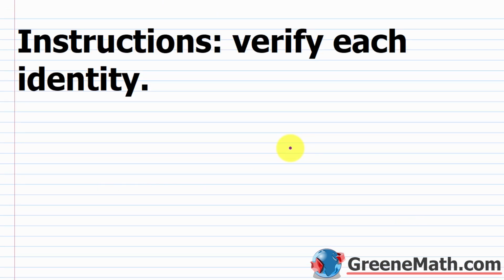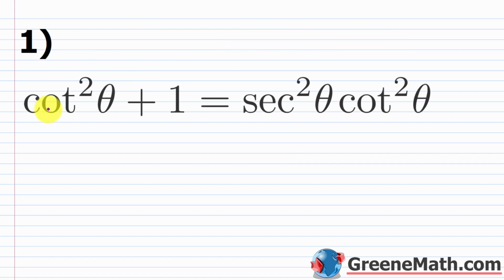All right, let's take a look at the practice test. For the instructions, we're asked to verify each identity. And for the first problem, we see we have cotangent squared theta plus 1 is equal to secant squared theta times cotangent squared theta. Now for this particular problem, I'm going to consider this side over here on the left to be more simple, and I'm going to consider this side on the right here to be more complex. Again, you could change that up if you want.